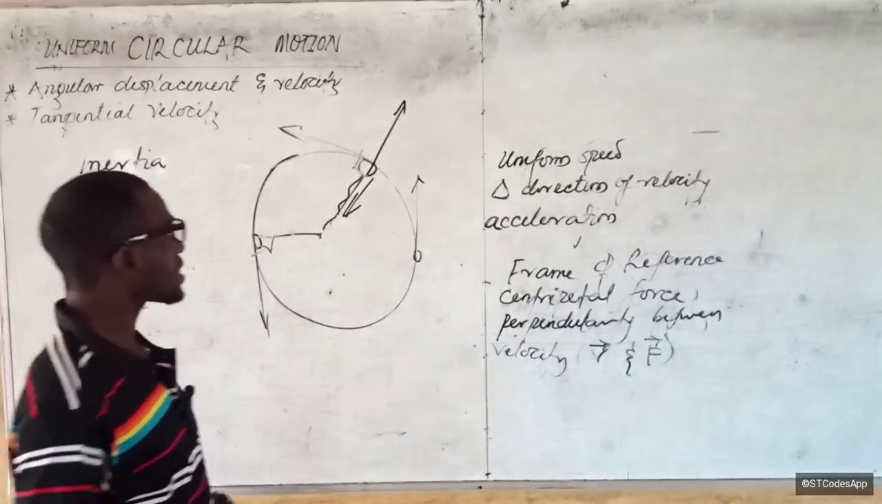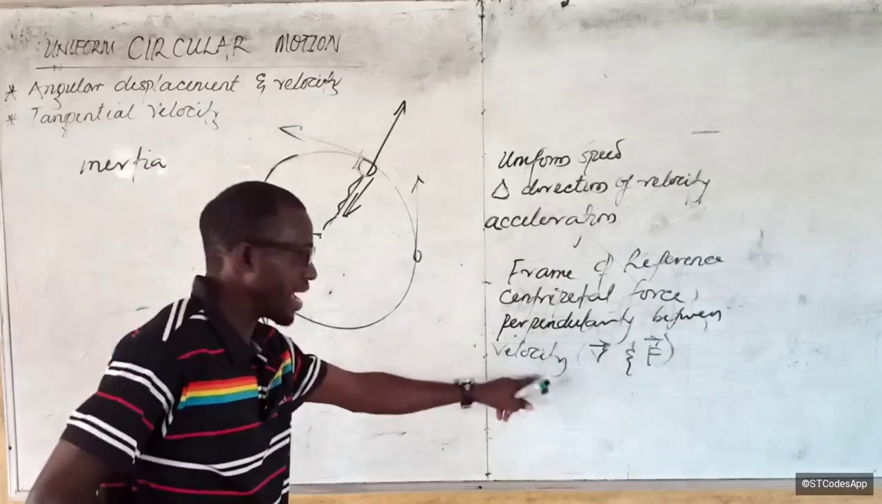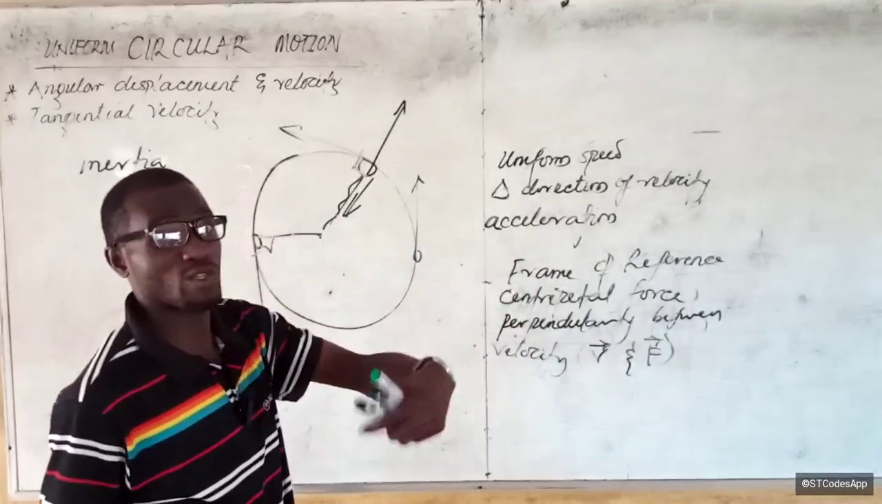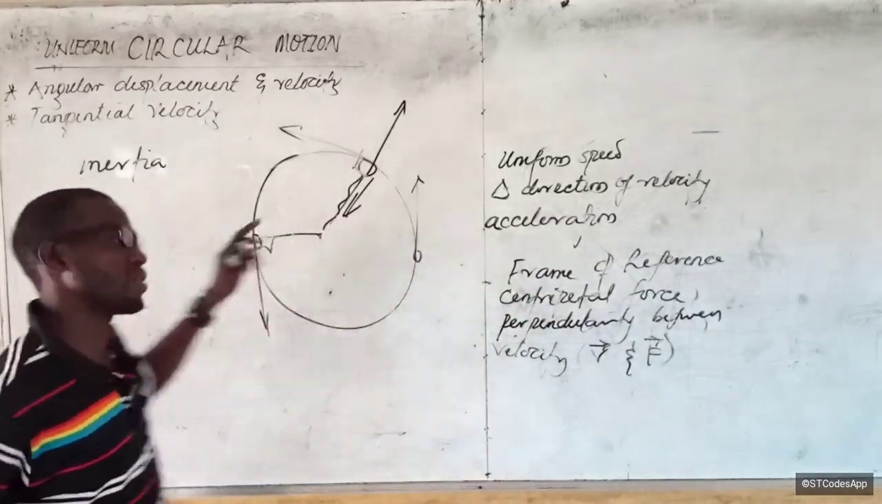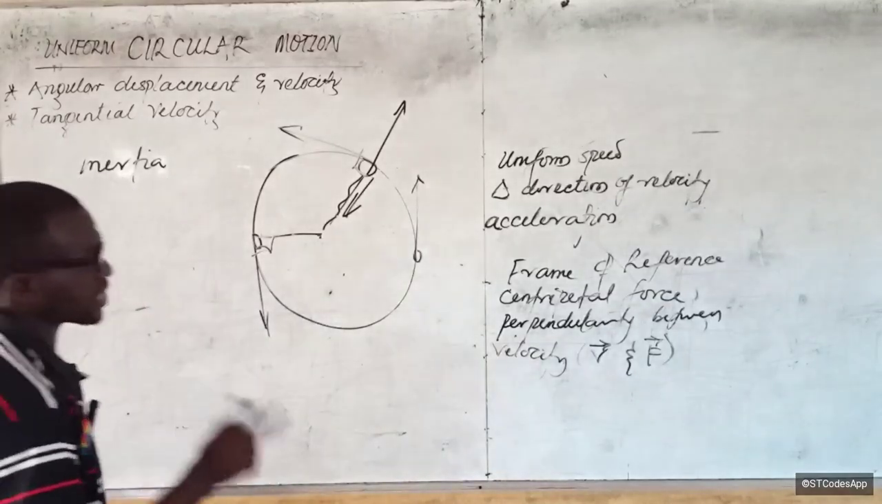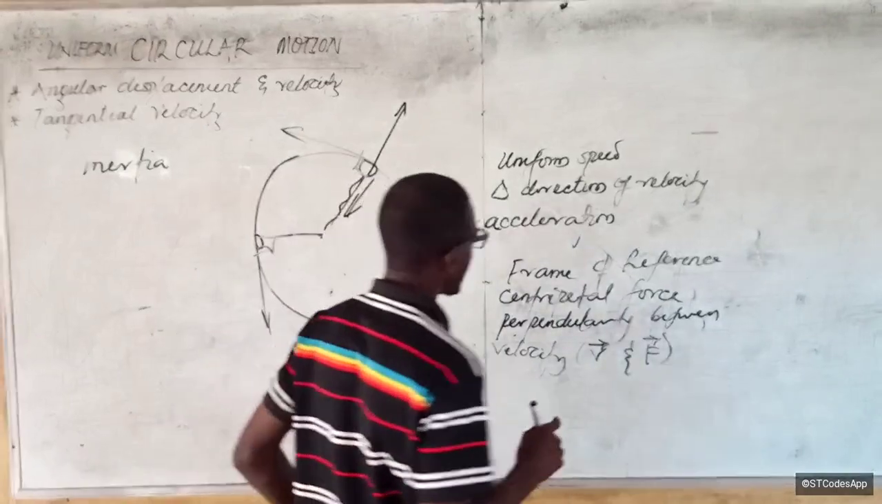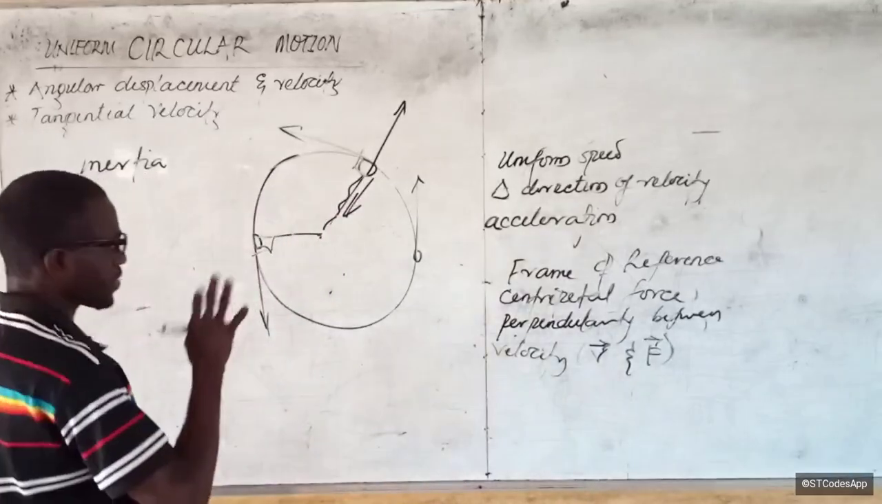All right. Another thing you should also notice is that by the change in direction of velocity, we mean that we have an instantaneous velocity at each point. All right. That's basically all we have to see.